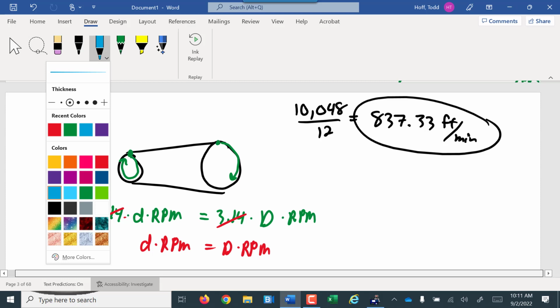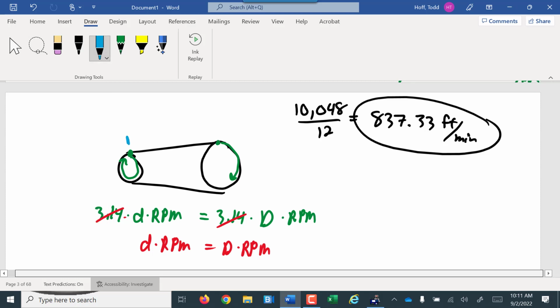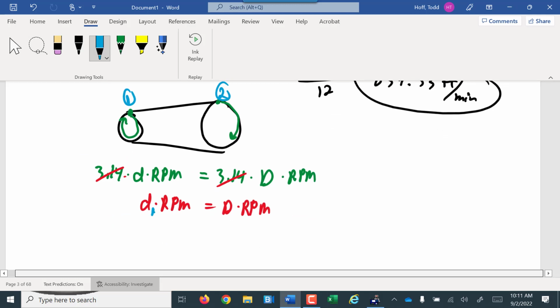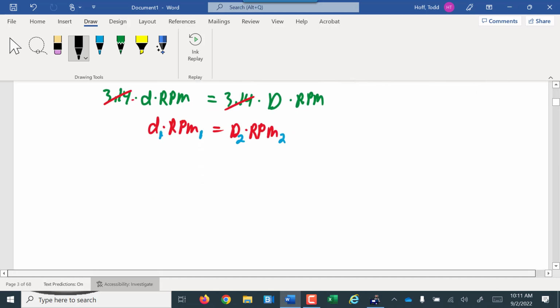Now, I don't have motors marked on here, so I'm just going to call this pulley 1 and pulley 2. So diameter 1 times RPM 1 equals diameter 2 times RPM 2. So what that means is if I know the size of both pulleys and the RPM of one of the pulleys, I can find the speed or the RPM of the other one.